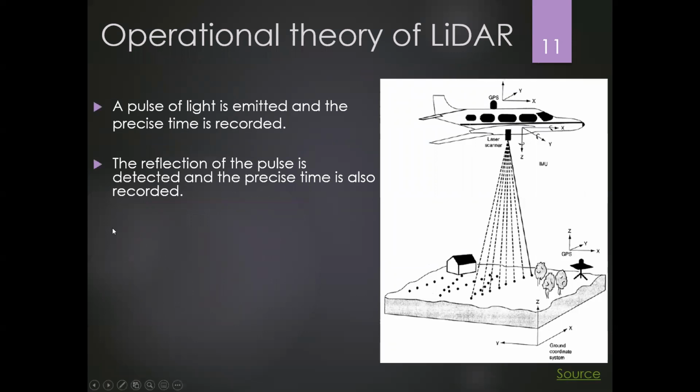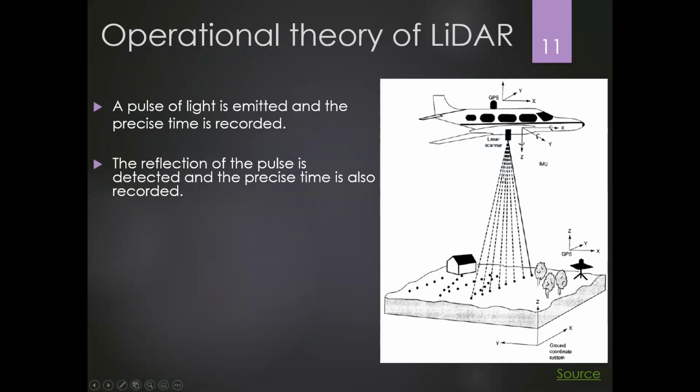So here we have a plane flying over this rural area. Okay, we have a barn here. We have trees, and the surface is not flat. Okay, a pulse of light is emitted, and the precise time is recorded. Here, time is pretty important. You need very accurate time recording for a LiDAR system to work. I will tell you why later, but now remember this.